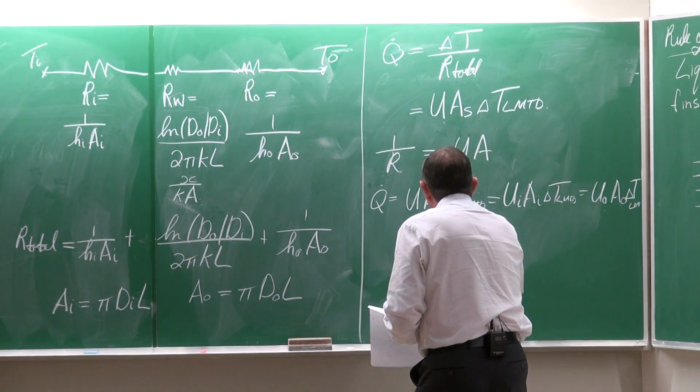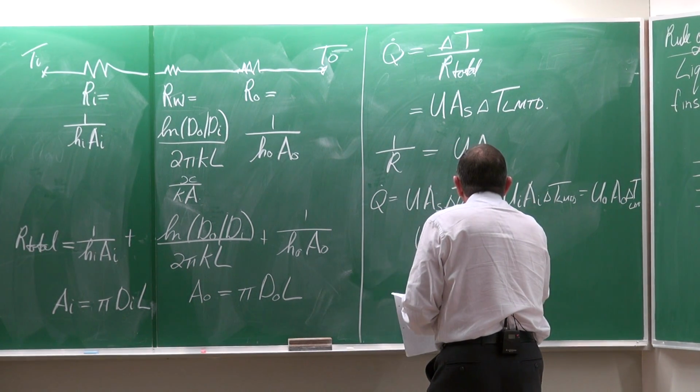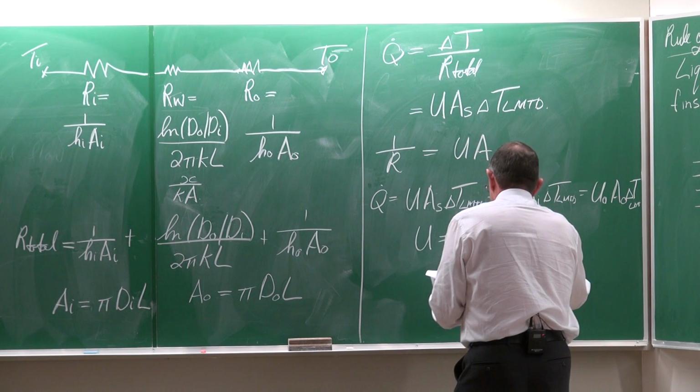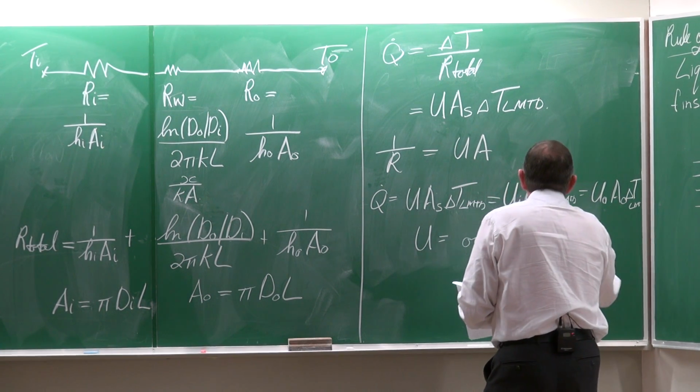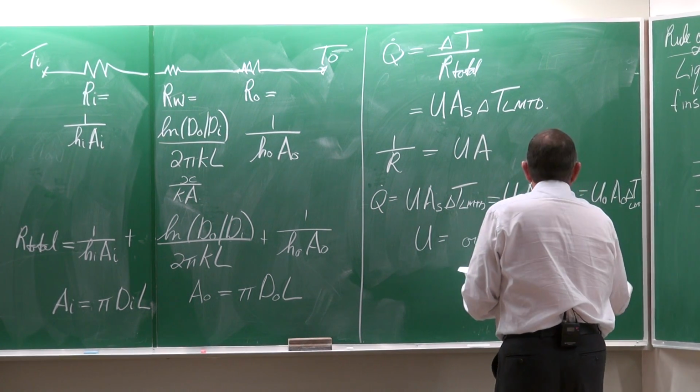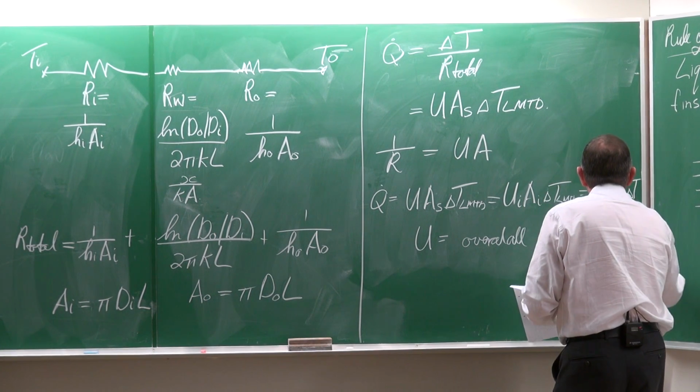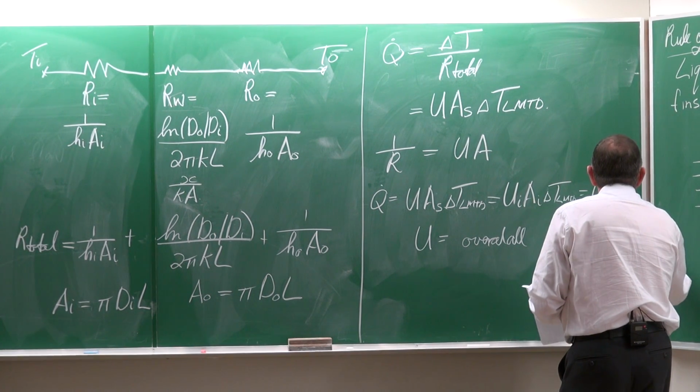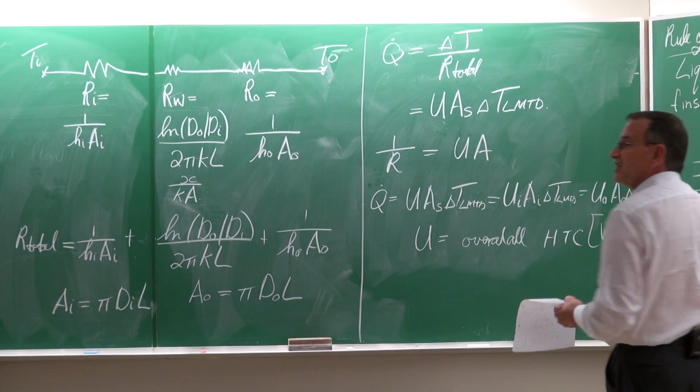And this big U is known as the overall heat transfer coefficient. Exactly the same units as previously for a heat transfer coefficient: watt per square meter degree Celsius.